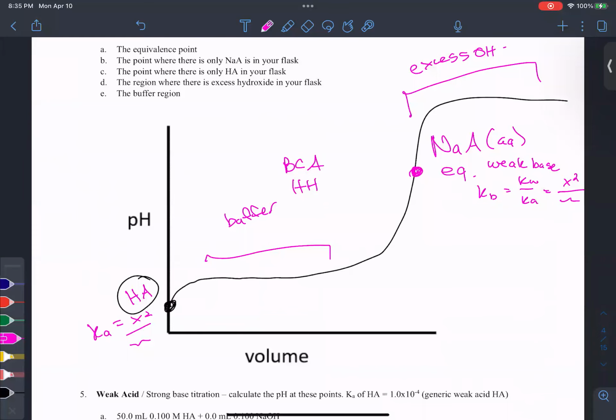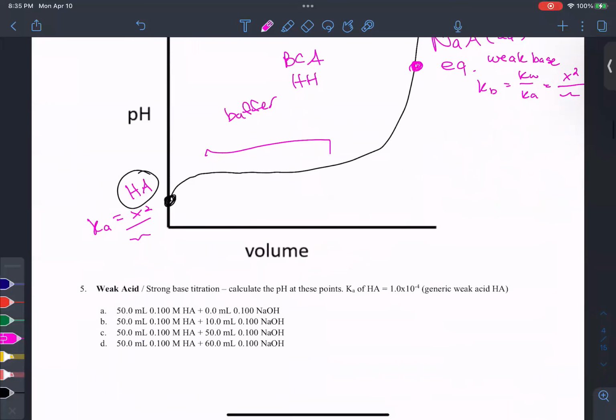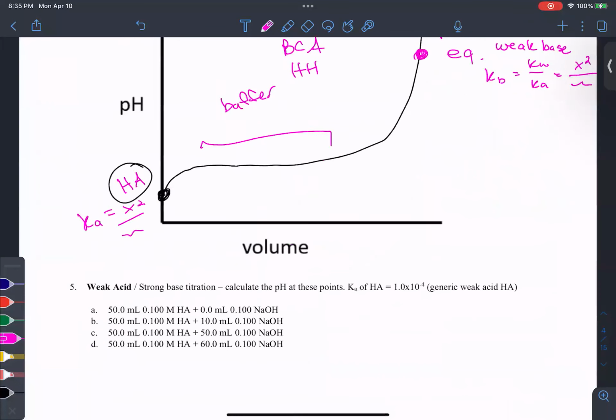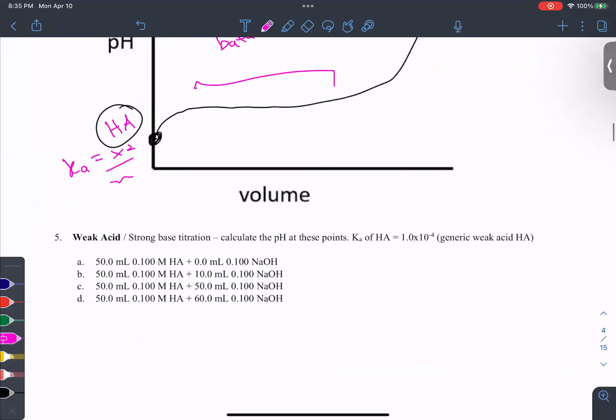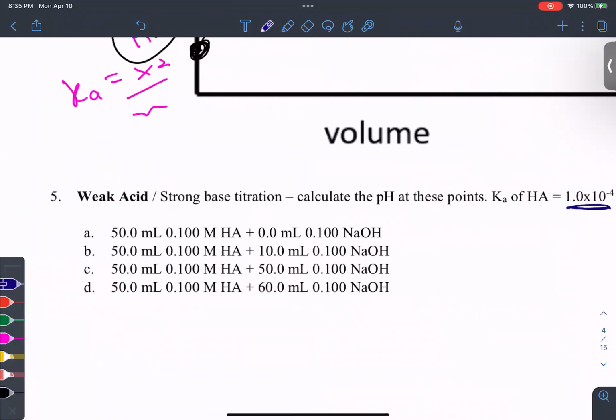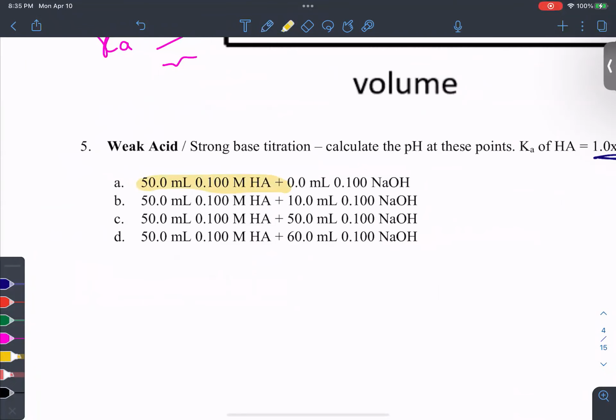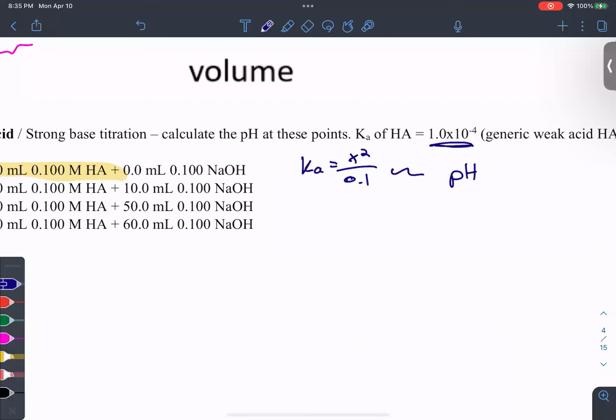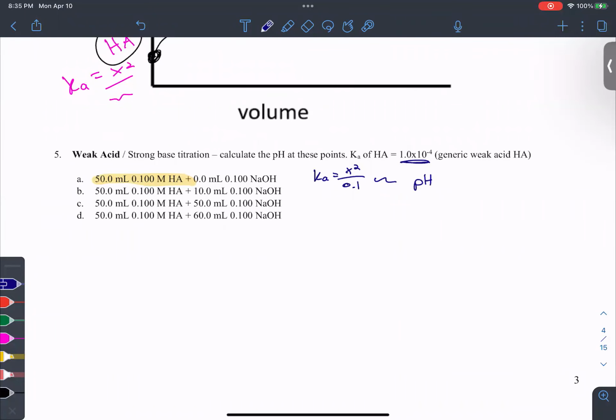So let's calculate the pH of these things. Oh, I forgot the molarities again. So let's say this is just a generic weak acid. So the Ka is 1 times 10 to the negative 4. So at point A, the only thing we have present is HA, no base. So this is just a Ka equals x squared over 0.1 calculation to get your pH. That's point A. That's a chapter 16 pH.